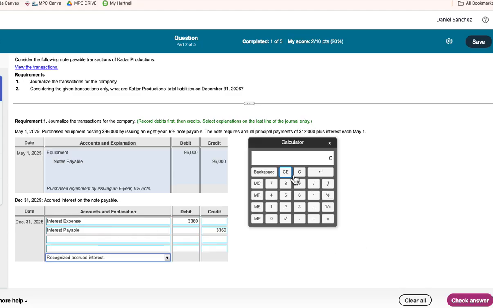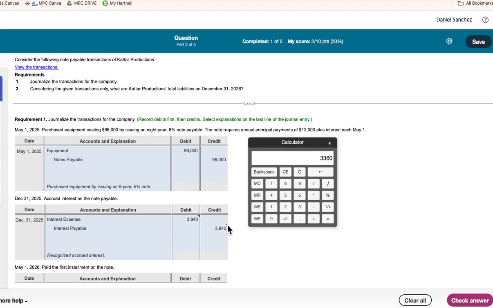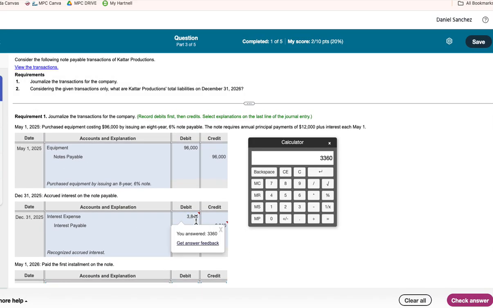Okay, well, let's try this. So we got 96,000 multiplied by our percentage rate of 0.06. And then I'm going to multiply that by 7 divided by 12, and that equals 336. I don't know what's going on here. Let's see what we did wrong. Ooh, I got my months wrong, like always. So the only thing I got wrong here was my months. How do we get 3840?